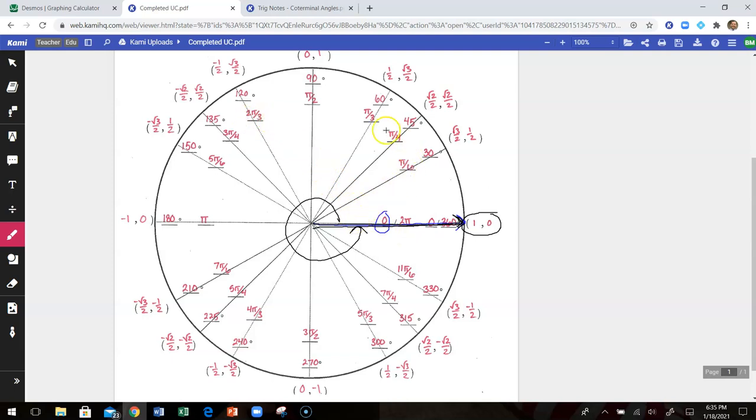coterminal angles simply end up in the same location, which means that the cosine and sine of those angles will be the same. Whatever those two angles are, if they end in the same location, they're going to have the same cosine and sine values. So the cosine of 0 is 1, and the cosine of 2 pi is also 1. The sine of 0 and the sine of 2 pi are both 0, the y-coordinate there. So they're coterminal angles, and they're going to give you the same sine and cosine values.